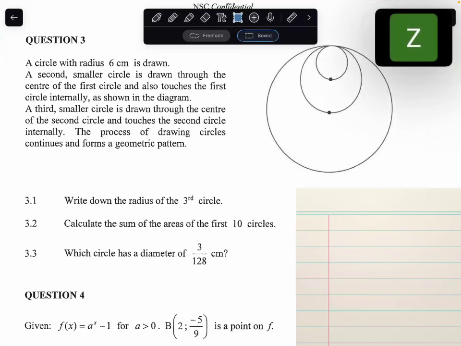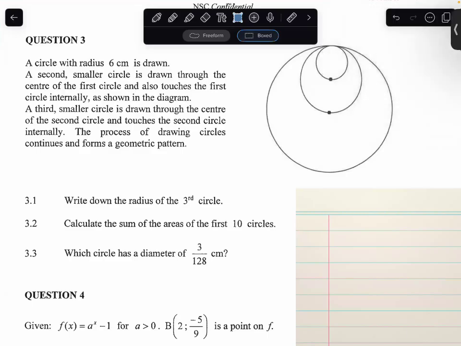All right, question 3 says, a circle with radius 6 centimeters is drawn. A second smaller circle is drawn through the center of the first circle and also touches the first circle internally, as shown in the diagram. A third smaller circle is drawn through the center of the second circle and touches the second circle internally. The process of drawing circles continues and forms a geometric pattern. 3.1, write down the radius of the third circle.